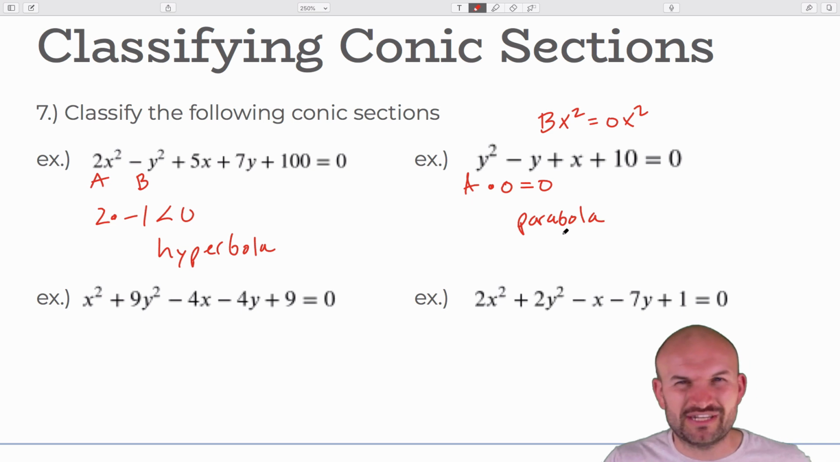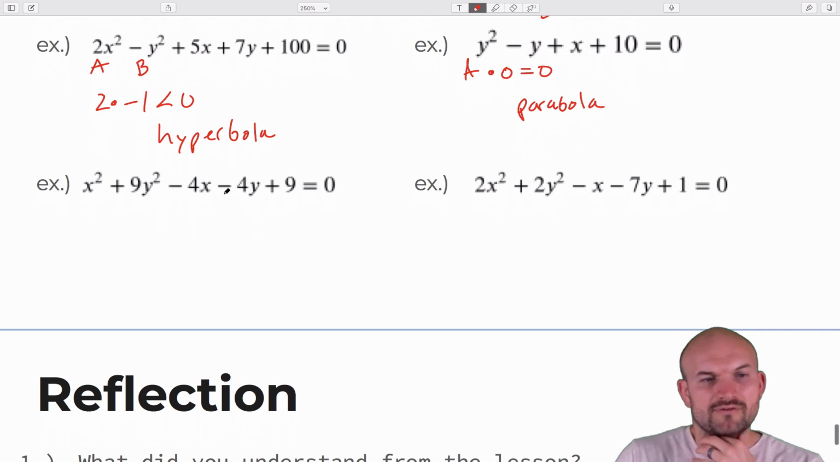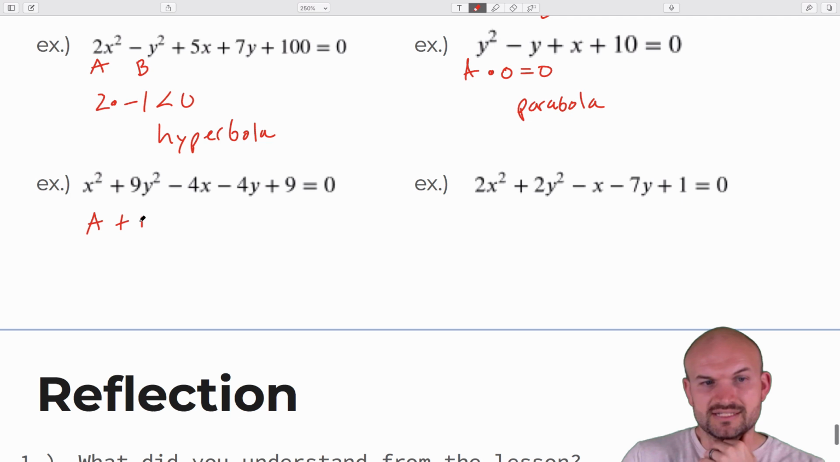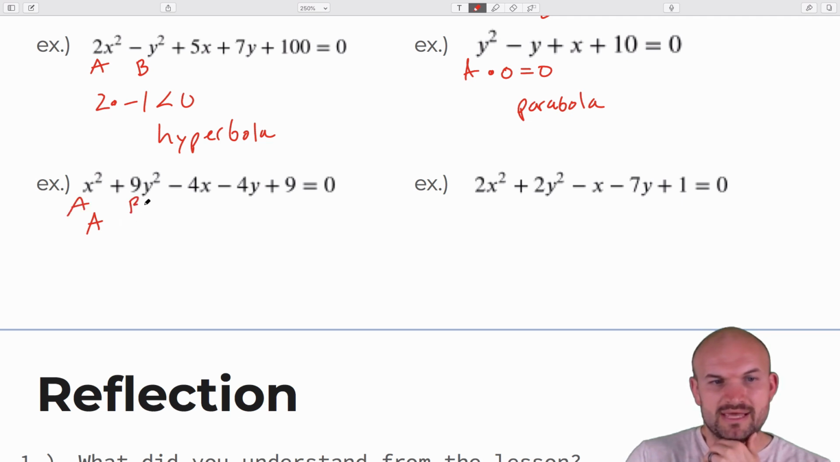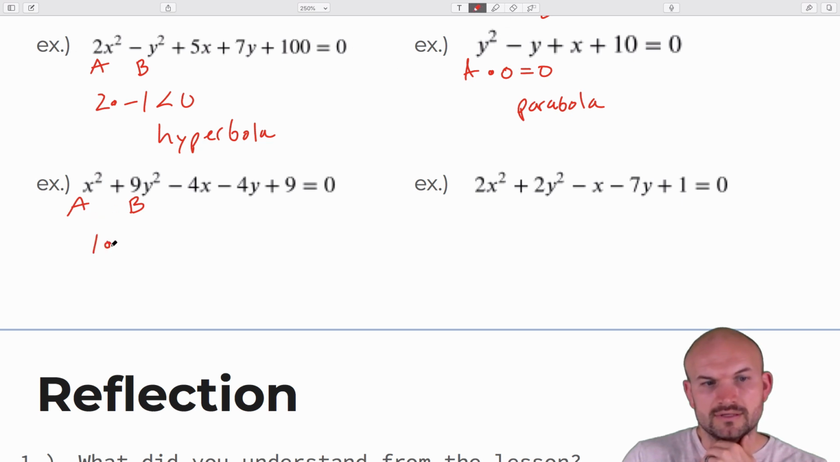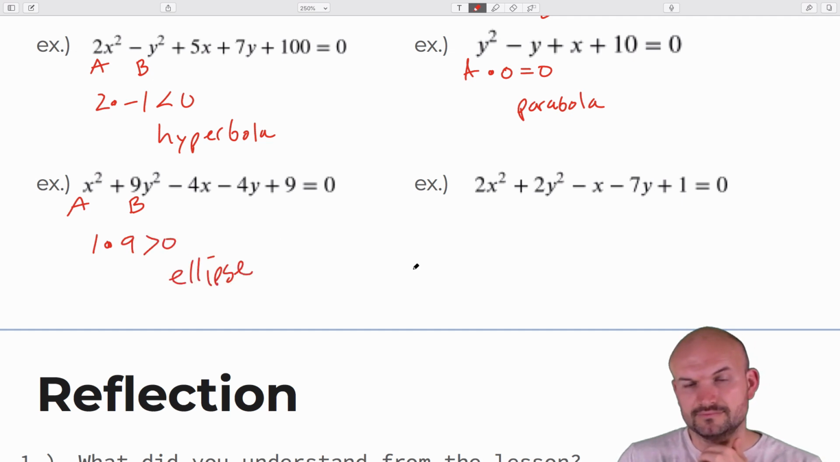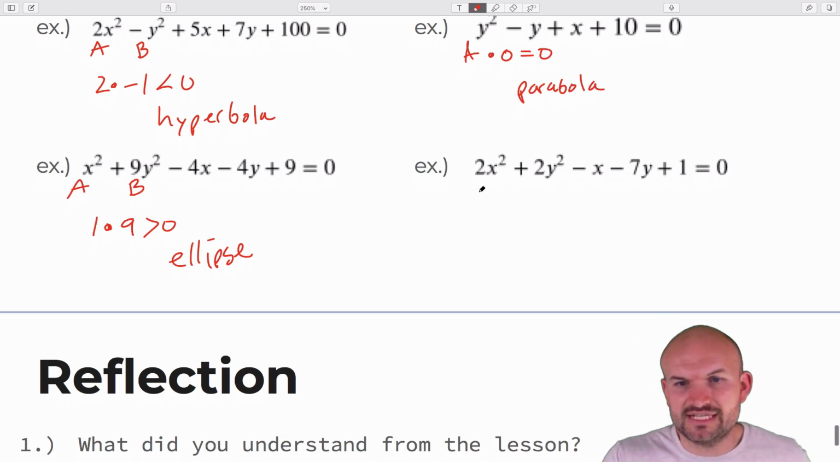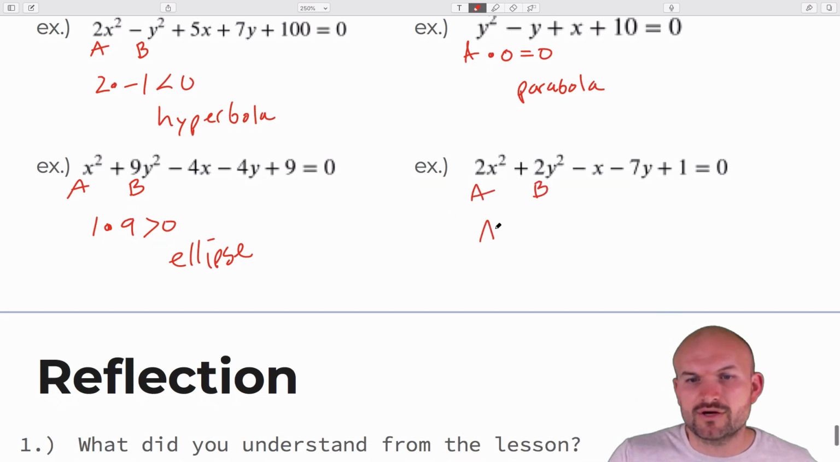And again, it's not really something you need to memorize. If there's only one squared term, it's a parabola. For the next one, my a and b are not the same, but here is my a, and that's my b. So when I multiply a times b here, I have a 1 times a 9, which is greater than 0. So therefore, you can see that this is an ellipse. And the last one here, here's my a, here's my b. 2 is equal to 2. So therefore, that is a circle.